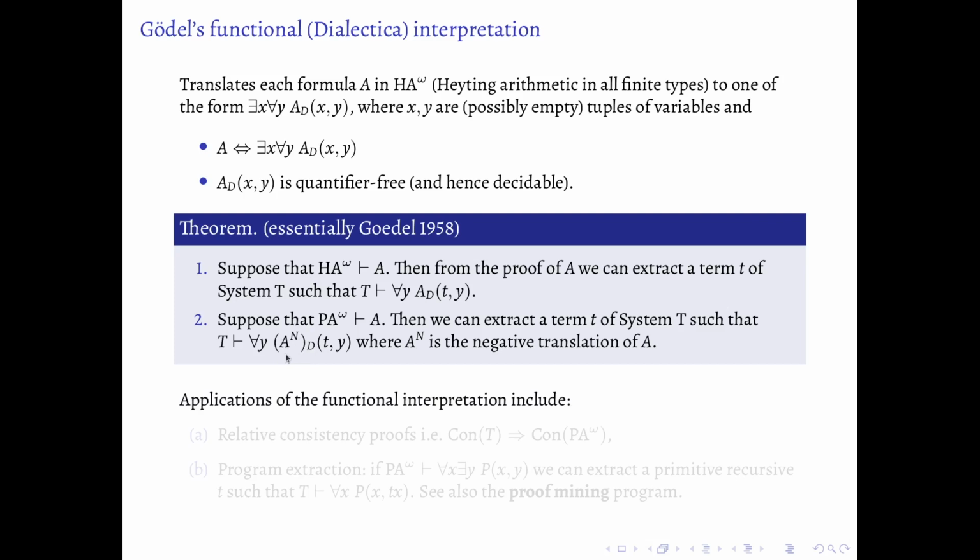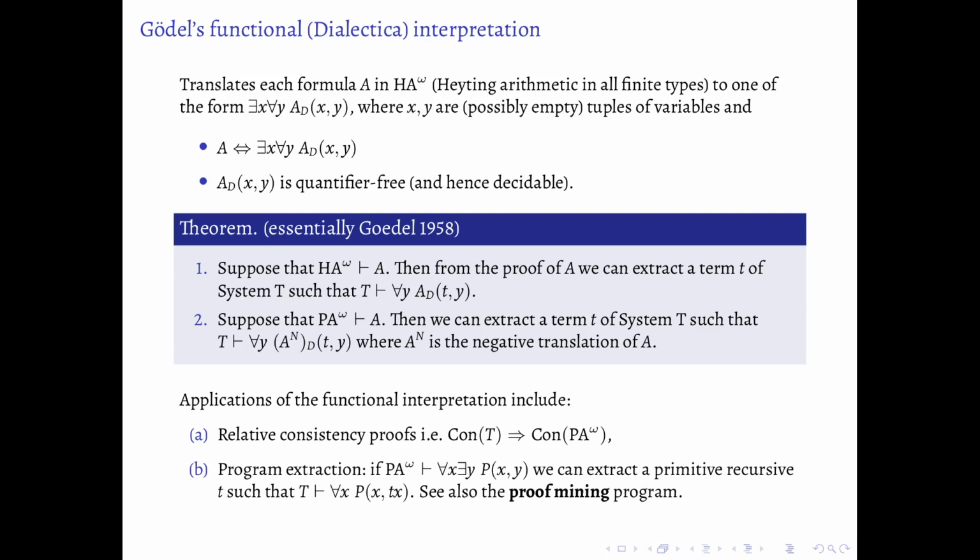Okay. And so applications of the functional interpretation: this was originally used to establish relative consistency, so we reduce Peano arithmetic to system T, and then from the consistency of system T, we can infer the consistency of Peano arithmetic over a very weak base theory. But mainly today, the functional interpretation and other related proof interpretations are used for program extraction. So if we have a proof of some existential formula, we want to extract some term which witnesses that. And this forms the basis of, for example, the proof mining program.